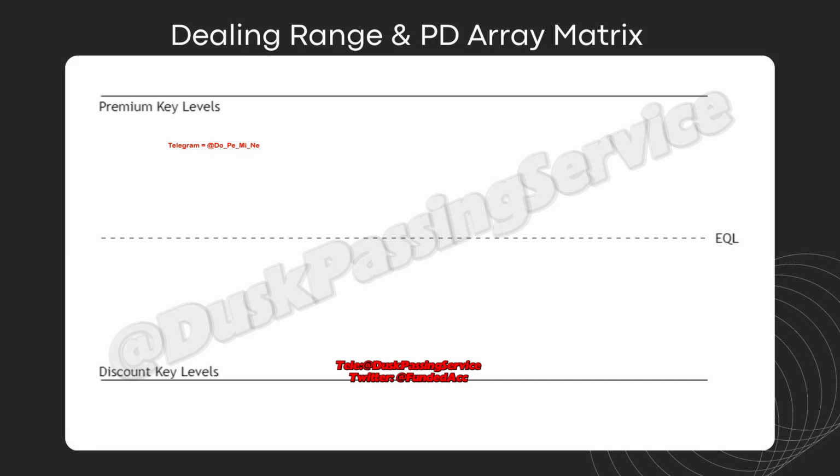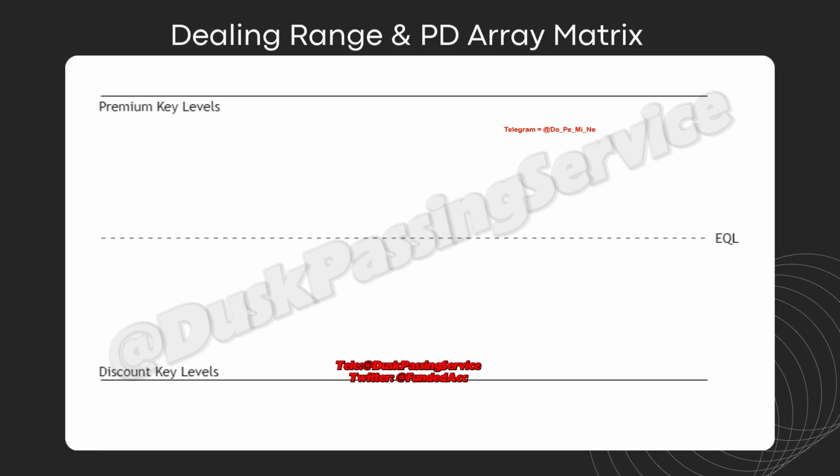Similarly, if the market structure and order flow is bearish, then our main focus would be on the key levels inside the premium regions instead of the ones that are in the discount. So now you can see that we've added a logical objective filter to the key levels that we're going to be dealing with. That's why it's called a dealing range.